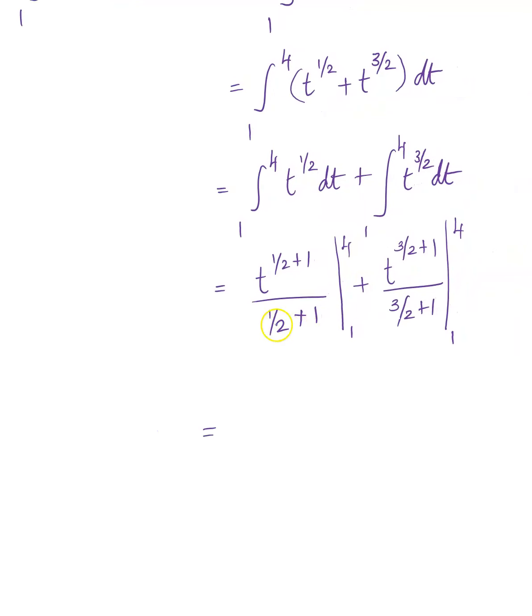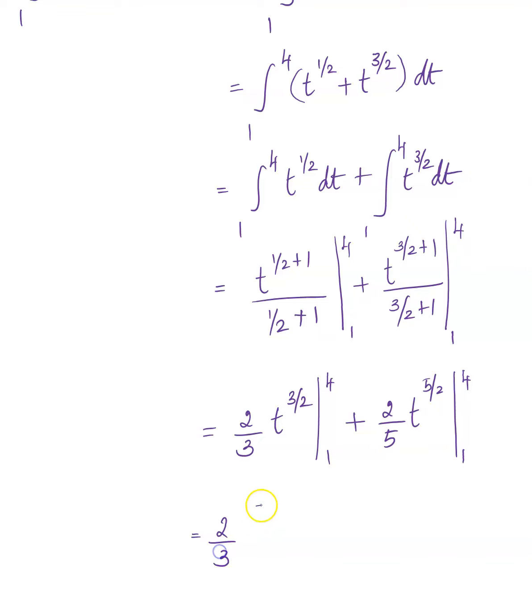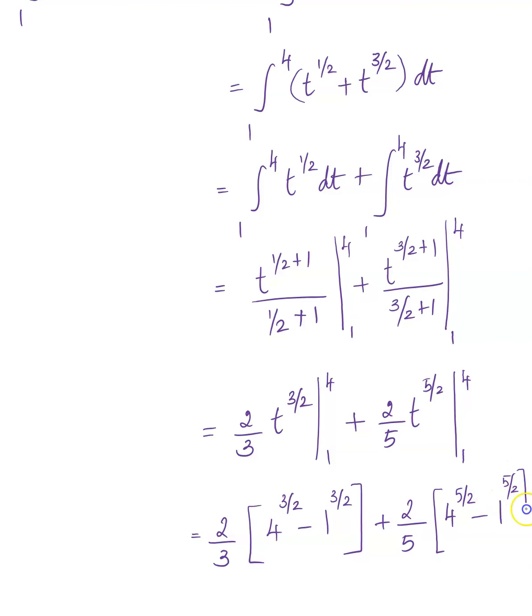All right. So the bottom is half plus 1, which is 3 over 2. When you flip that, that becomes 2 over 3, t power 3 over 2, and the limits of integration are 1 to 4, plus this is going to be 5 over 2 in the bottom. That becomes 2 over 5, and that will be t power 5 over 2, 1 to 4. Now we evaluate top limit minus the bottom limit. For the first one, 2 over 5, these are constants, so they don't have to be affected by this. So that's going to be 4 power 5 over 2 minus 1 power 5 over 2.